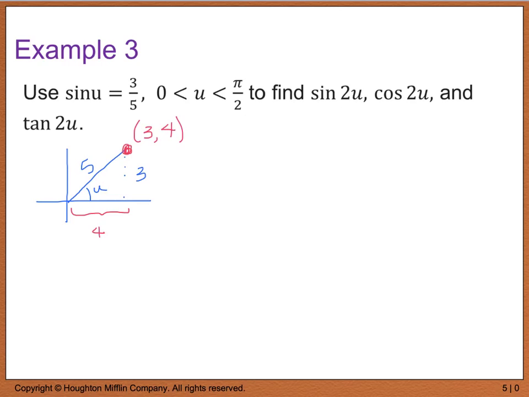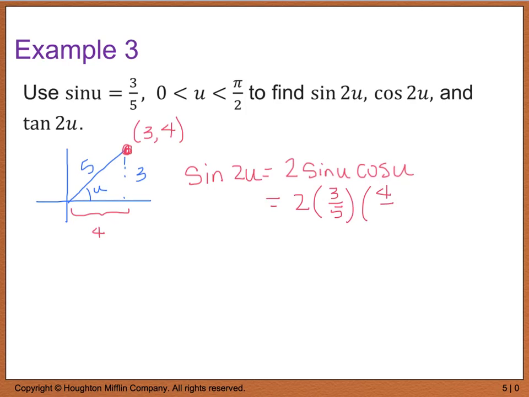So if I want to go ahead and find the sine of 2u, this is going to give me 2 times the sine of u times the cosine of u. So this is going to give me 2 times, we know that sine u was 3/5. Cosine u is going to be the adjacent side, or 4 divided by the hypotenuse, which is 5. And if we multiply all of that together, we end up with 24/25.